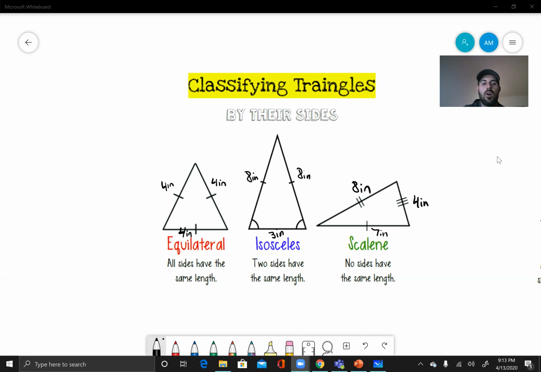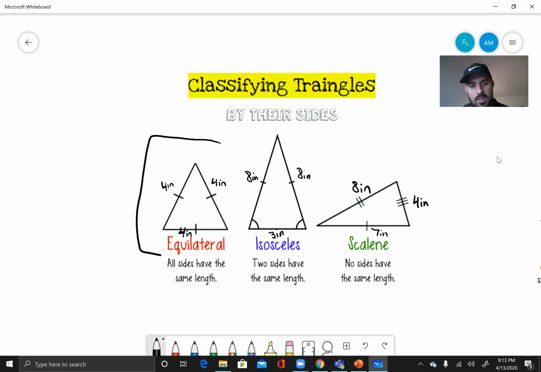We have our one on the left, with the red font, an equilateral triangle. An equilateral triangle is a triangle that has all congruent sides. If you look at the example here, all sides on the equilateral triangle are 4 inches. So this triangle would be considered equilateral just by having all congruent sides. An equilateral triangle has 3 congruent sides.